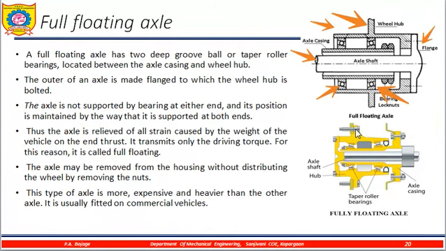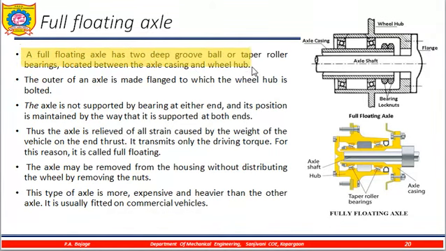Again the same diagram is shown here. Two bearings, two taper bearings are here, you can see two taper bearings. This is the axle shaft, this is the hub to which the wheels are bolted, and this is the axle casing. A full floating axle has two deep groove balls or taper roller bearings located between the axle casing and wheel hub. The outer end of an axle is made flanged to which the wheel hub is bolted.